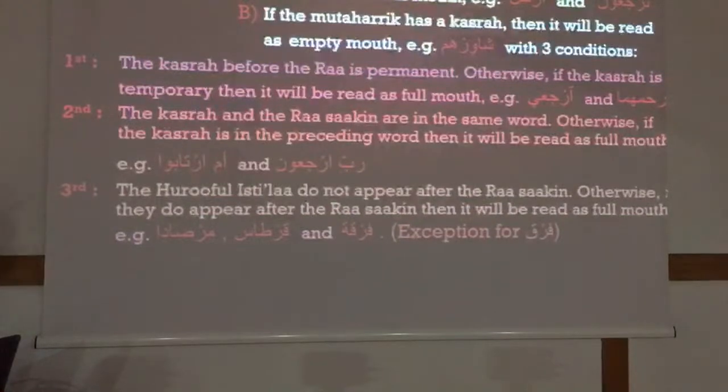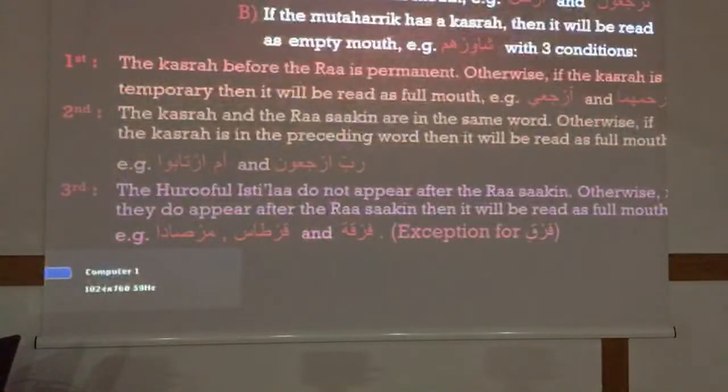Okay? As you can see in the word shawirhum, the kasra and the ra sakin are in one word, aren't they? They're in one word. And what's the third condition? So the first condition, kasra needs to be permanent. Second condition, kasra needs to be in the same word. And the third condition is, here all this time we were looking at what's before the ra sakin. Now we are going to look at what's after the ra sakin. And the third condition is that the huruful isti'la do not appear after the ra sakin.